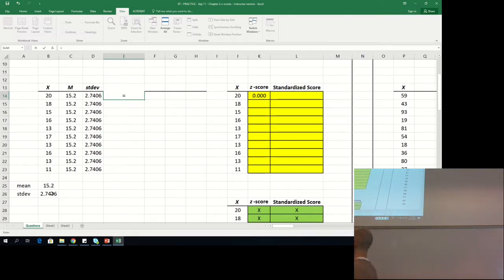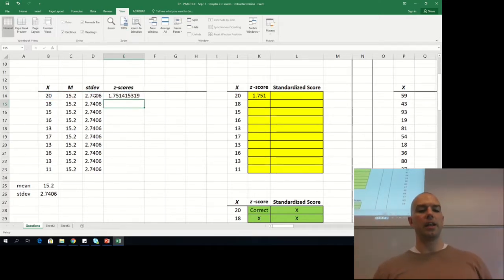So now we can apply this formula, and we can say, all right, the z-scores equals, open parentheses, your raw score, your x-score, minus your mean, and all of that, that's the deviation, that's in parentheses, all of that divided by the standard deviation. We hit enter, we get our z-score, and now we can take that and copy and paste it all the way down.